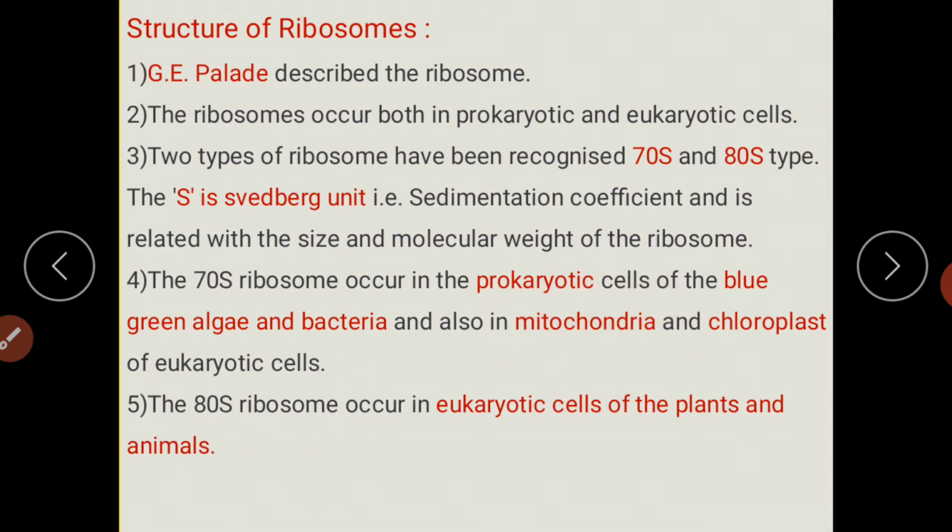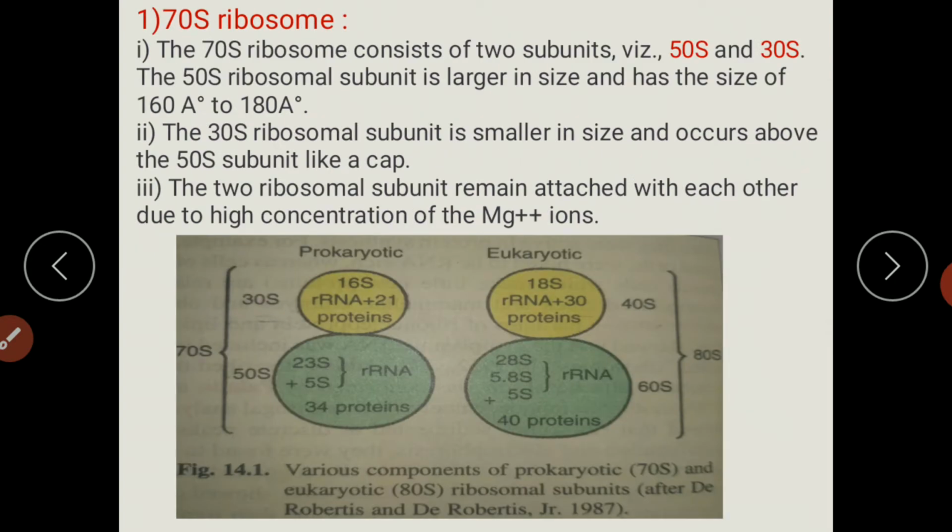On the basis of this sedimentation coefficient, there are different types of ribosomes in mitochondria. The 80S ribosomes occur in eukaryotic cells of plants and animals. So this is the general information about ribosomes and the different types found in living cells.